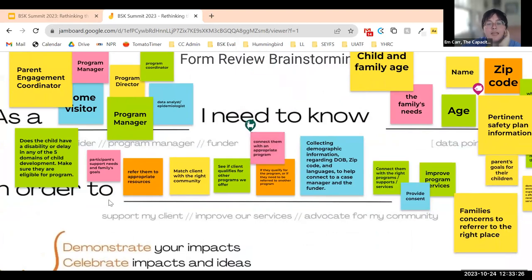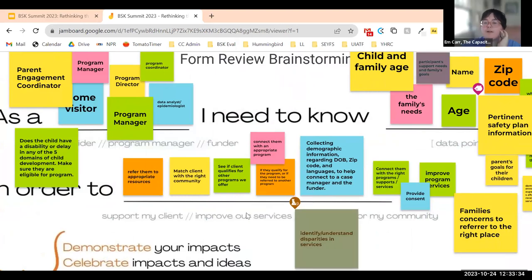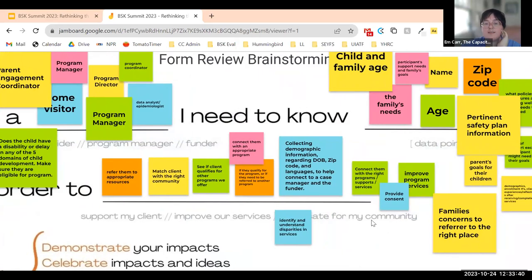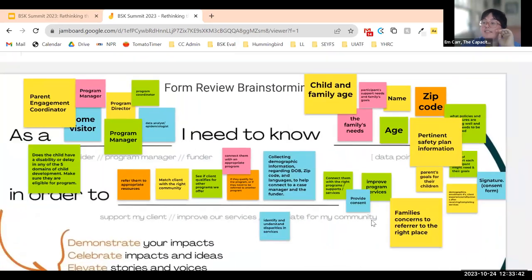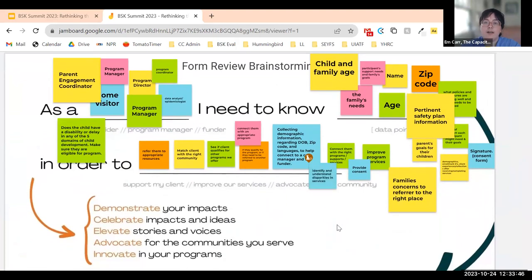I'm seeing eligibility, referrals, supporting participant needs, seeing if clients are eligible for other programs, reporting to funders. These are great. And I also want to say that this format can be a really great way to brainstorm other types of forms and surveys too. It doesn't just have to be for intakes.